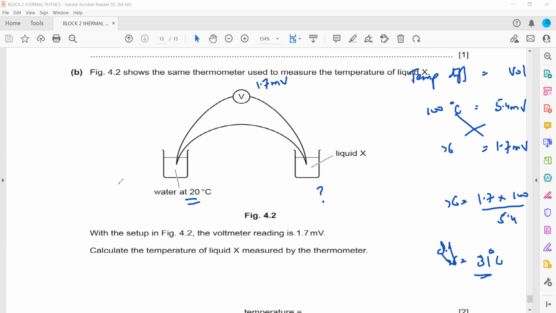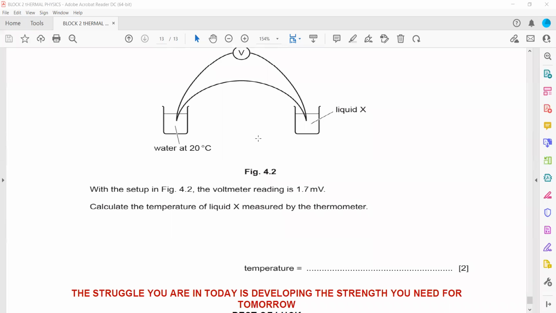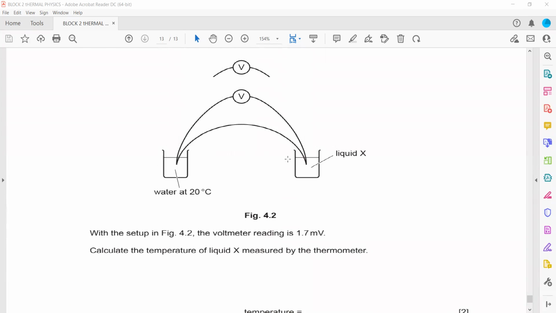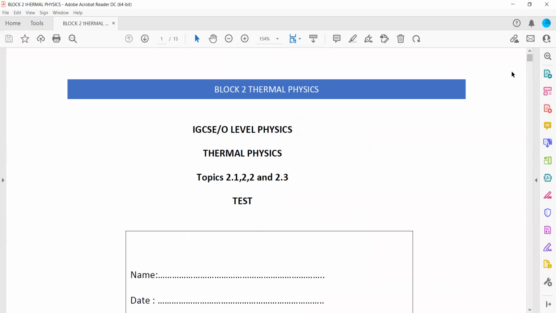So one of the junctions is at 20, so the other junction should be at 51, so that the difference in temperature between the hot and the cold junction is 31. So the temperature of liquid X will be 51, and the temperature difference between the hot and the cold junction is 31 degrees centigrade. So the voltage produced by a thermocouple is directly proportional to the difference in temperature. So this was about the thermal physics test, block 2.